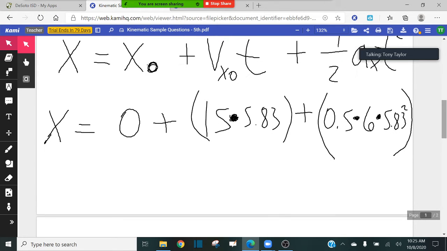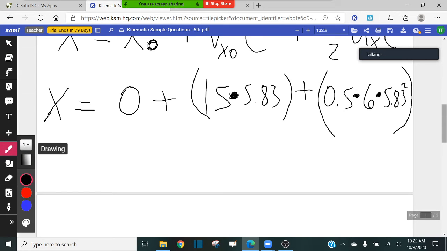So if I put that in my calculator, 15 times 5.83 is equal to 87.45. Okay. Now I want to put this in my calculator right here: 0.5 times 6 times time squared. Whatever my time is, 5.83 gets squared. Let me do that first in my calculator. So I'm going to do 5.83 squared first, then multiply that times 6, then multiply that times 0.5.